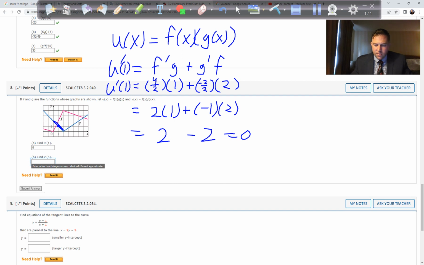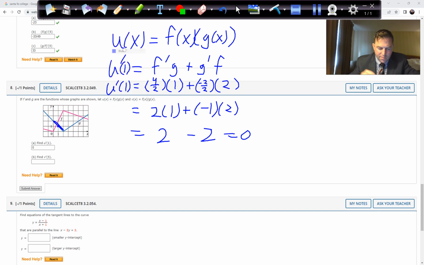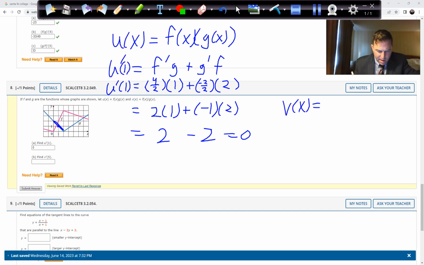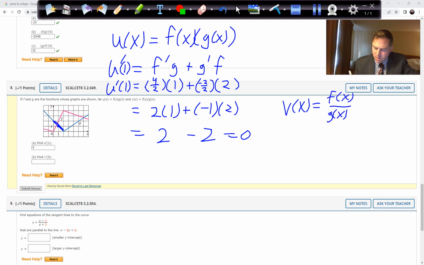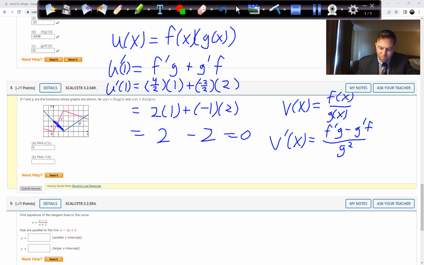Okay, now they want us to find v prime at 5. And v is described as f of x over g of x. So v prime is going to be f prime g minus g prime f over g squared. Okay, now maybe I'll write this over here. And these are all being evaluated at x equal to 5.